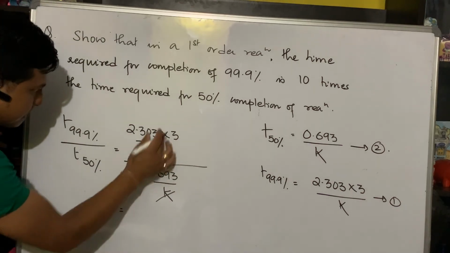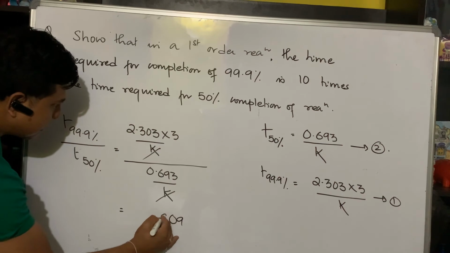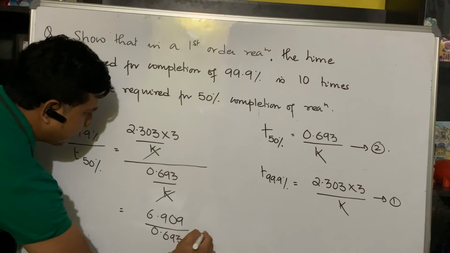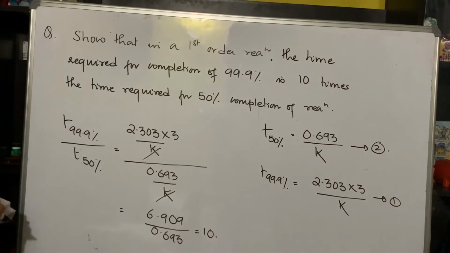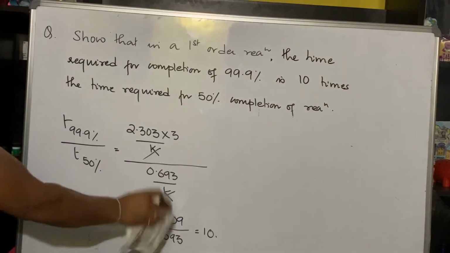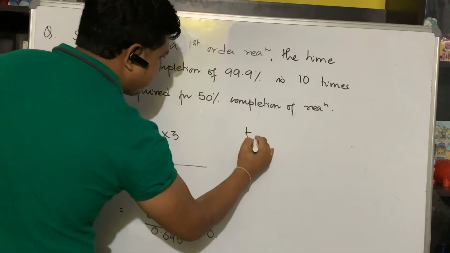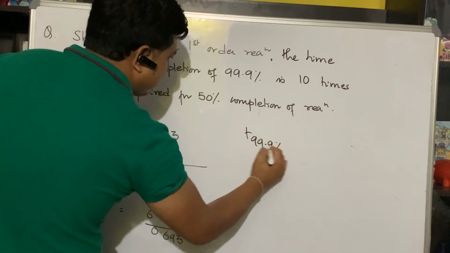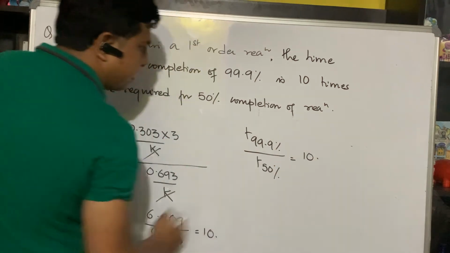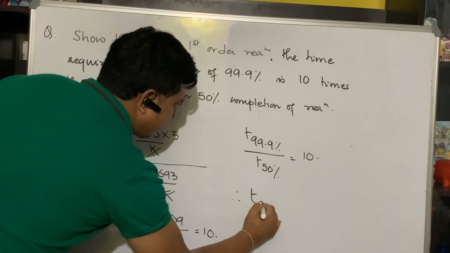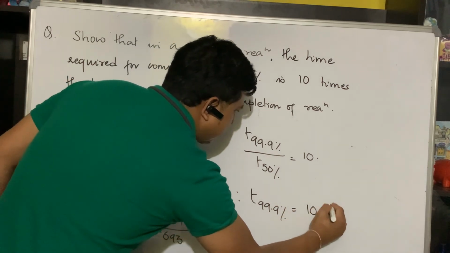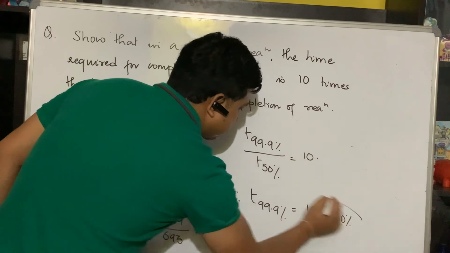So this will come out to be 3 3s are 9, 3 0s are 0, 3 3s are 9, 3 2s are 6. This is 0.693. So approximately what are we getting? We are getting approximately 10. Therefore, this ratio is equal to 10. So the time required for 99.9% completion of a reaction is 10 times the time required for 50% completion of the reaction.